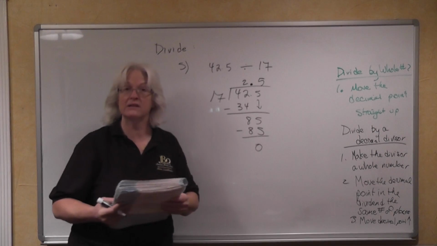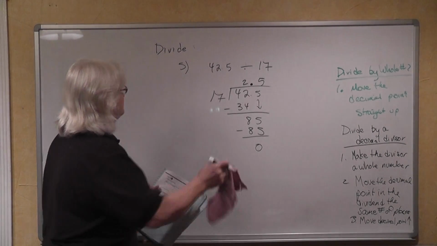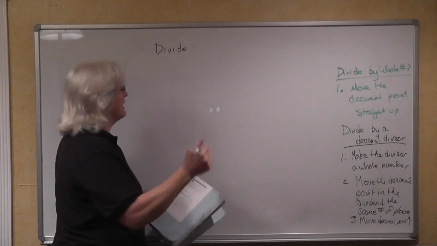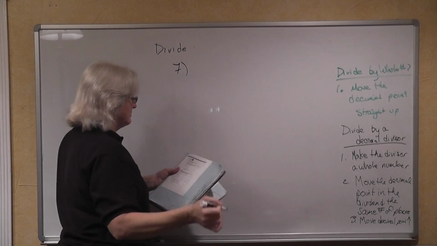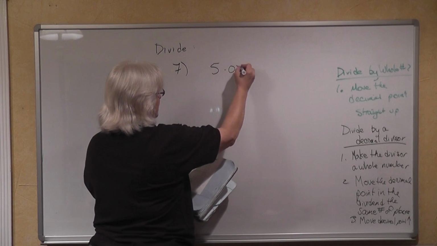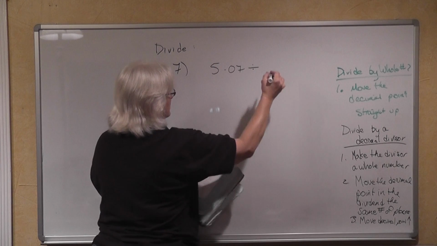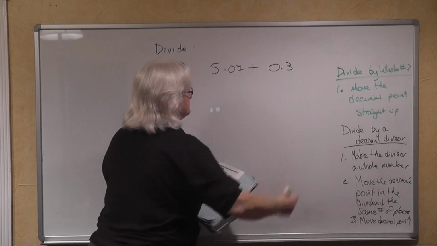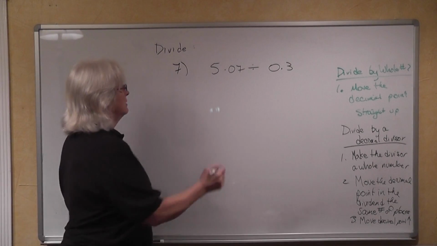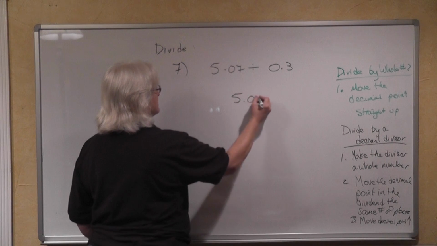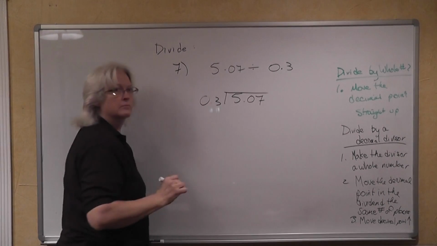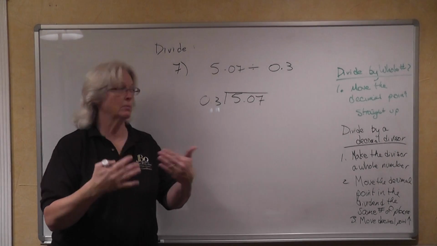Now, let's go ahead and look at example number 7. The instructions here are the same. We're simply dividing. Problem number 7, 5 and 7/100 divided by 3/10. Let's go ahead and set this up for our division. 5.07 divided by 0.3.